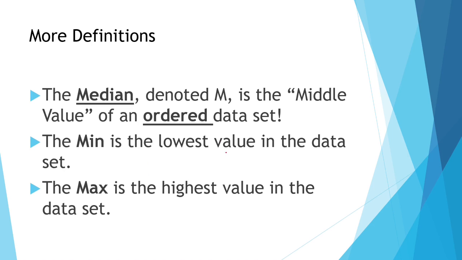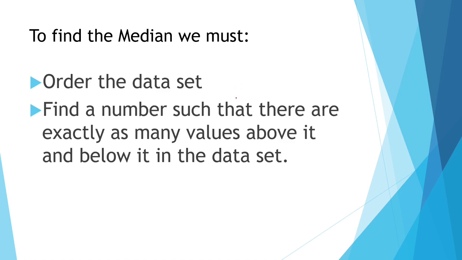Let's look at more definitions. The median, denoted with the letter M, is the middle value of an ordered set. The minimum is the lowest value in the data set, and the maximum is the highest value in the data set. In order to find the median, we must first order the data set from small to big. Then we have to find a number such that there are exactly as many values above it and below it in the data set.